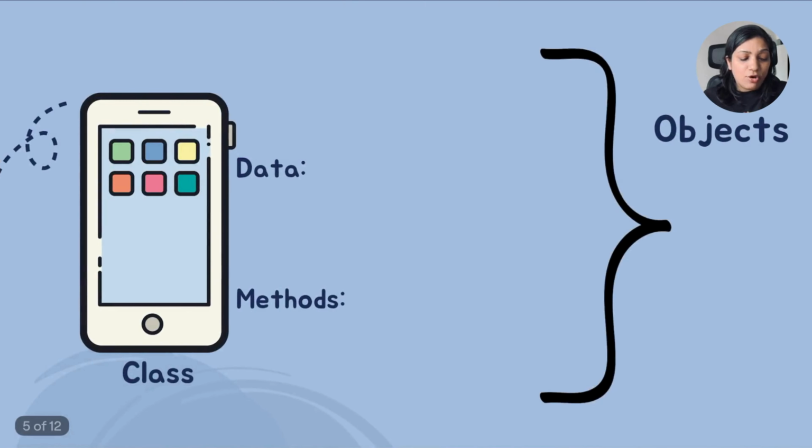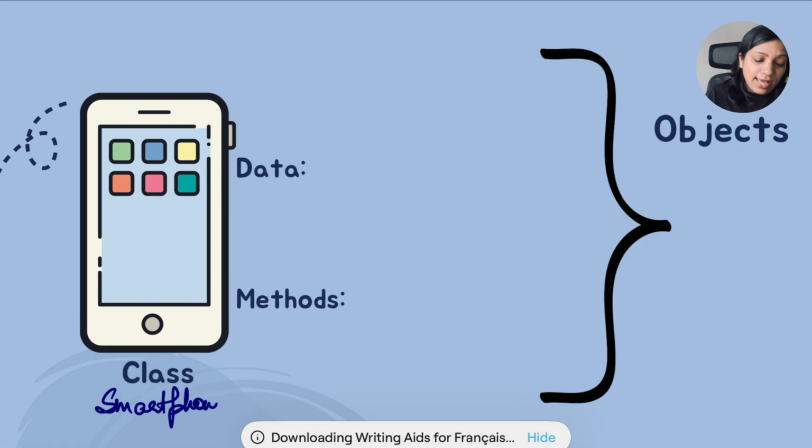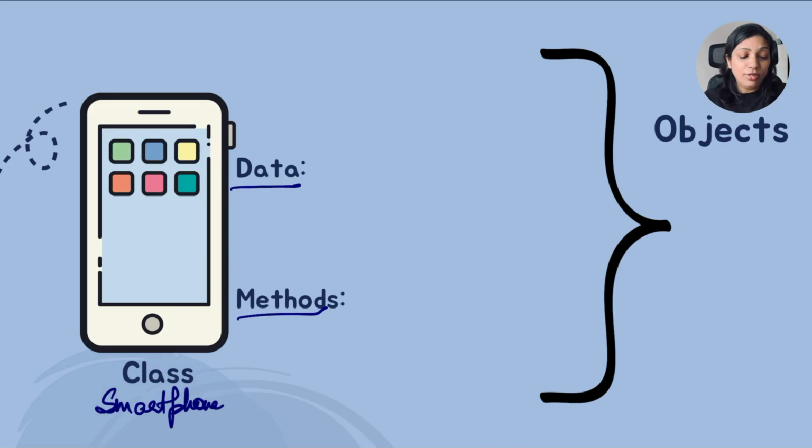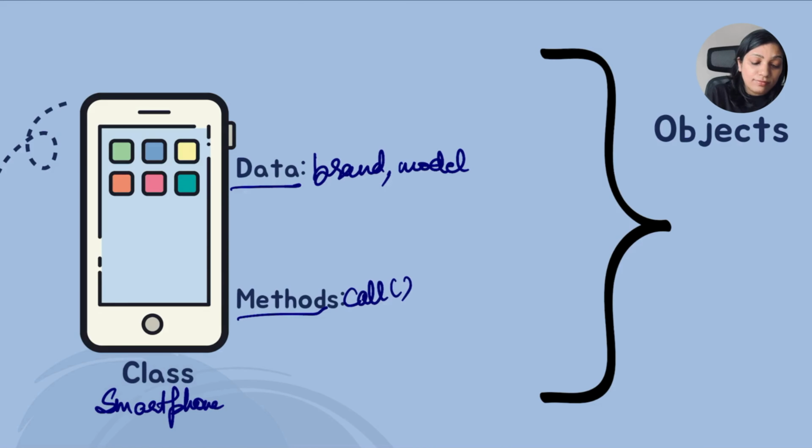Let's have an example of this smartphone. Now, for this, let's say I have a class called smartphone, and the data and the methods that I will be having for this class smartphone will be, let's say, the brand of the smartphone, the model number, and the methods that any smartphone can do is call, or let's say message. So these are some of the examples of data and the methods for a smartphone.